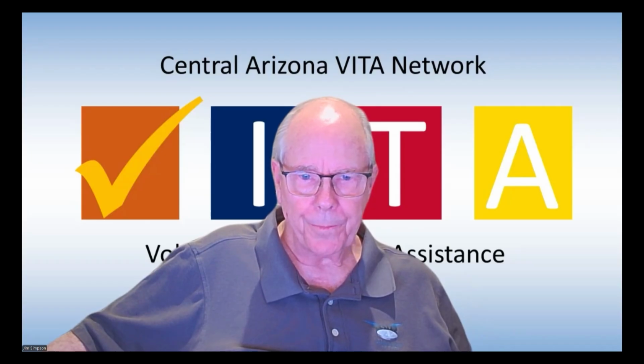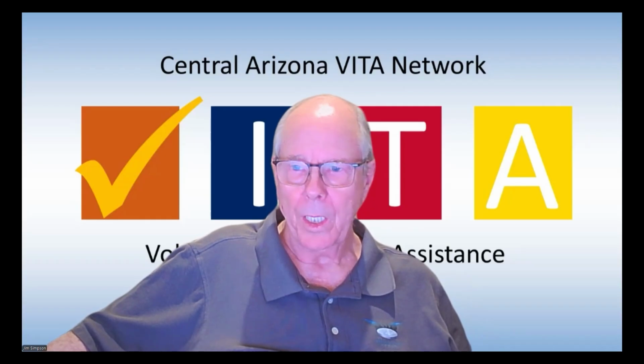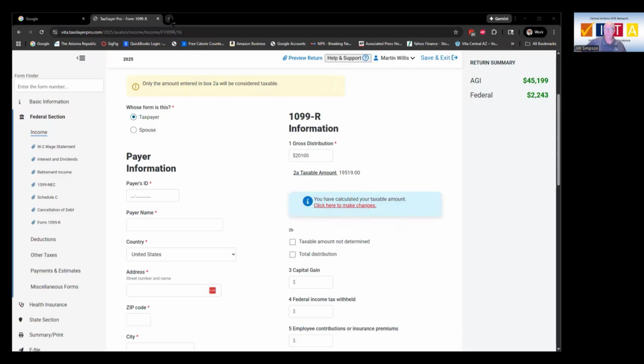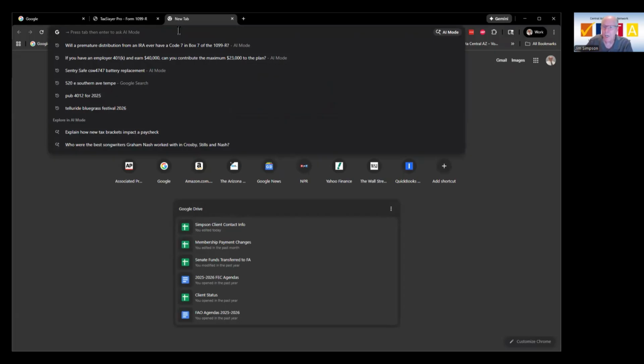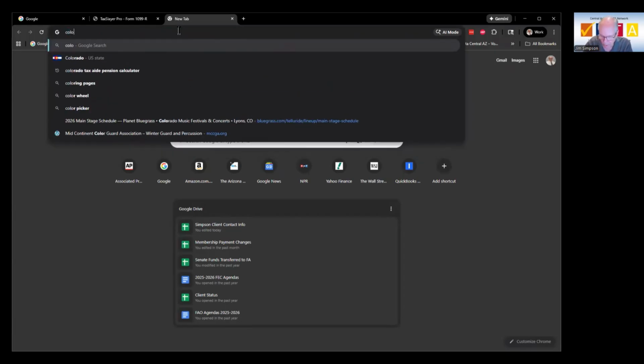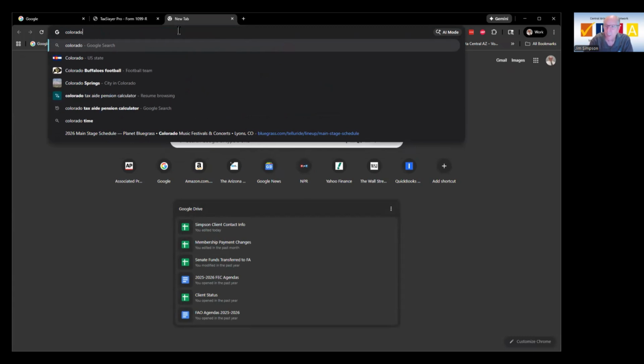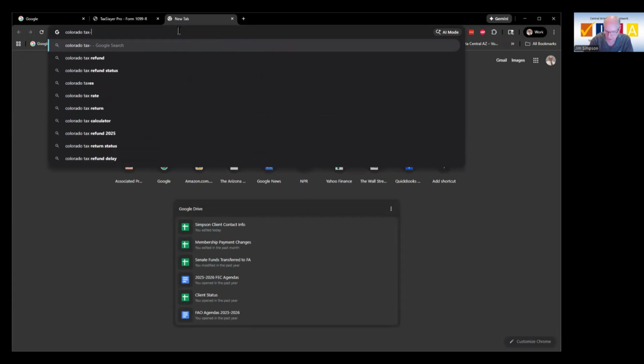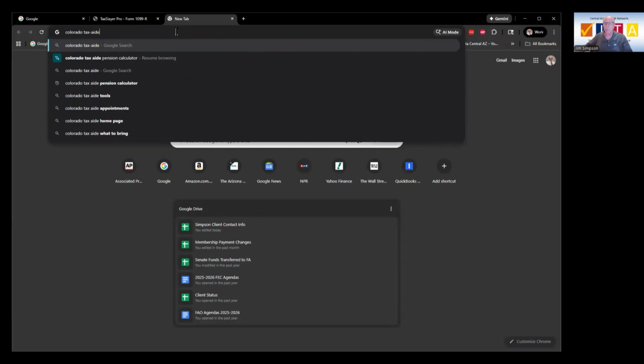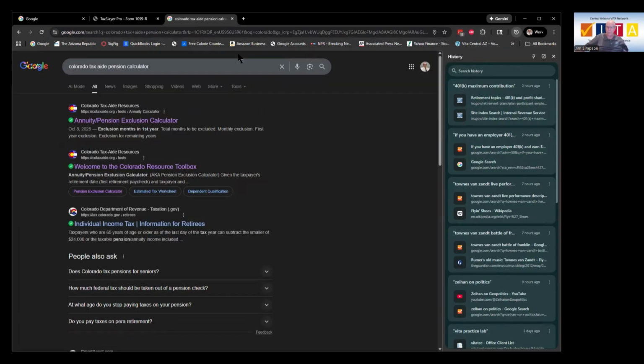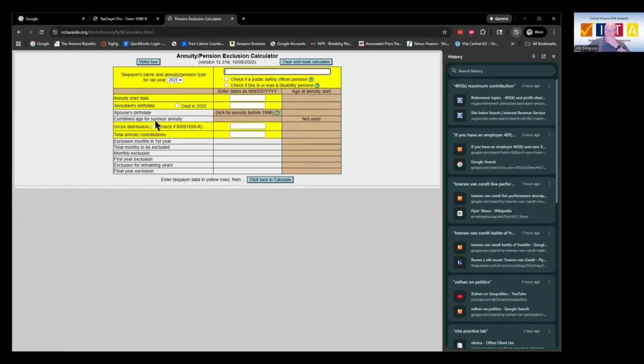Hang on here. Right there, I'm going to go look for this. So in here, I'm going to put Colorado tax aid. Oh, and there it comes right up: Colorado tax aid pension calculator, annuity pension exclusion calculator, Colorado tax resources. Make sure you're going to the right place, because there's lots of other places that have done this. But when I click on this, it takes me right into the calculator.